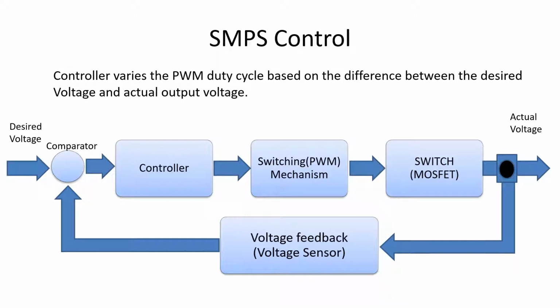So another example, you can take SMPS control, switched mode power supply. This is very common in our computers and other electronic devices. We use SMPS. We have the input power supply that we have in our houses and institutions. From the electricity board we are getting 220 volt, 50 hertz.